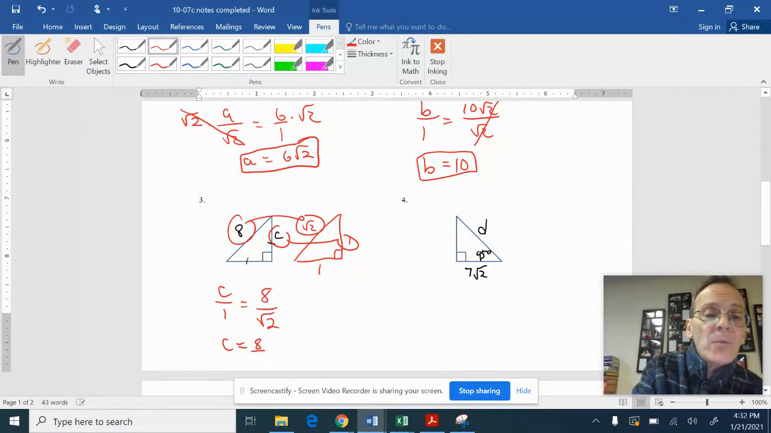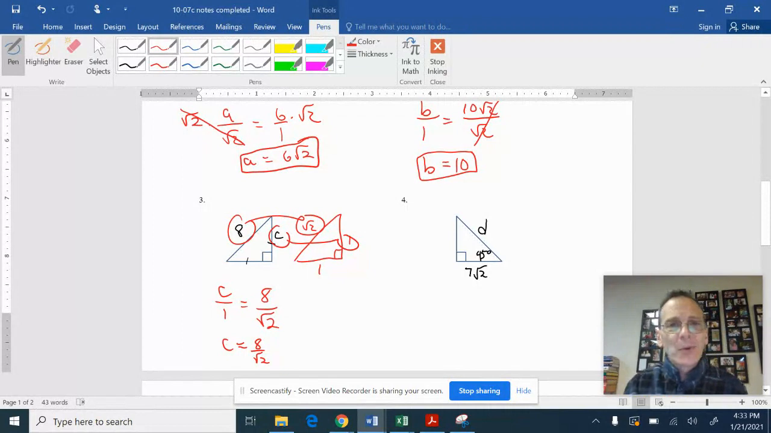Right? And we see that the value of C is not 8 times the square root of 2, which I had written up there a minute ago. It is 8 divided by the square root of 2. And again, square root of 2 is about 1.4, and 8 divided by 1.4 is about, I don't know, 5.6, something like that, which makes a lot more sense.